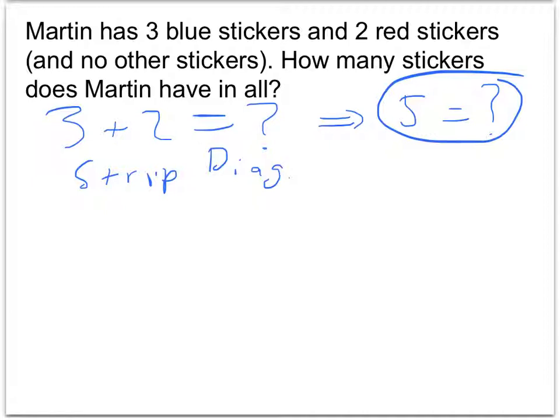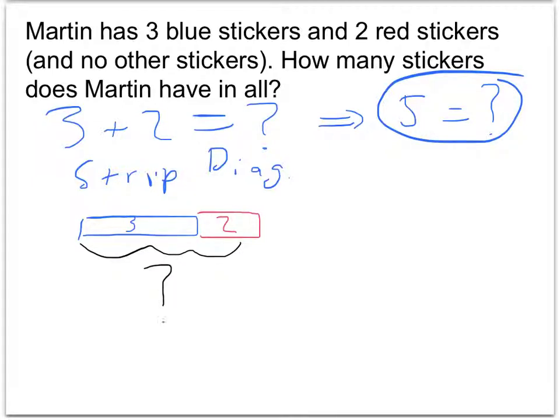So for a strip diagram, let's just draw a simple rectangle here to represent these 3 blue stickers. And then let's draw another, maybe shorter, rectangle to represent the 2 red stickers. And then the question is, well, what's the total amount of stickers that we have? So 3 plus 2, the 3 that we started with, and then the 2 red ones, and then the total amount. That's what we want to know. So there's a simple strip diagram that illustrates this scenario.